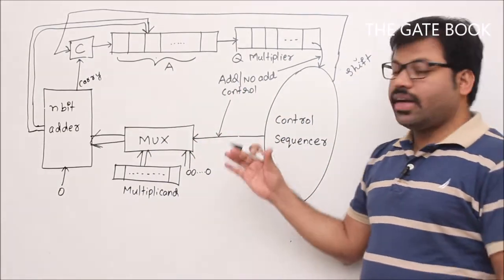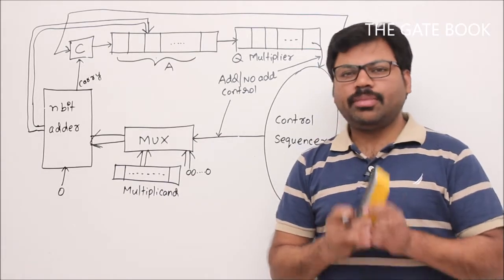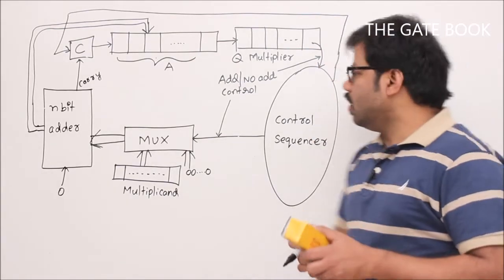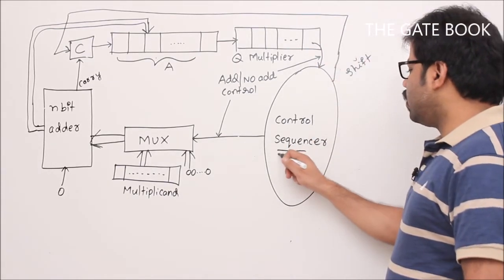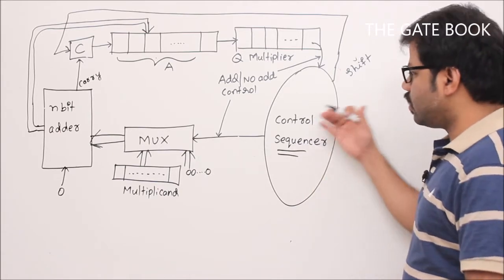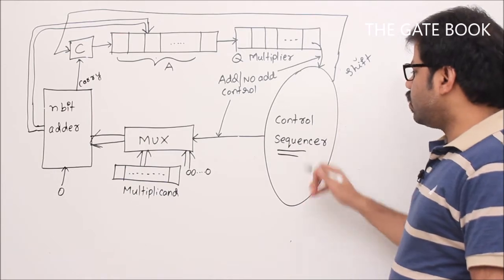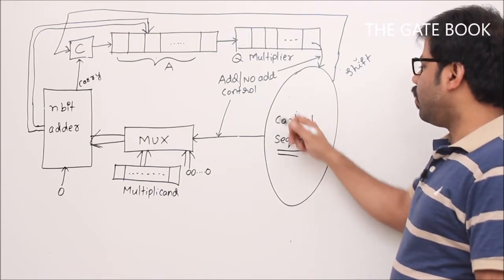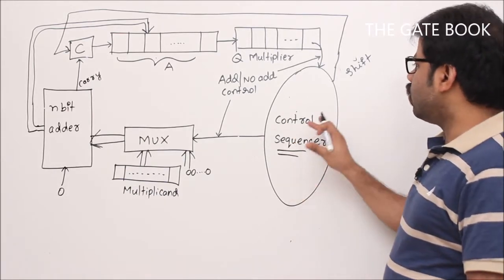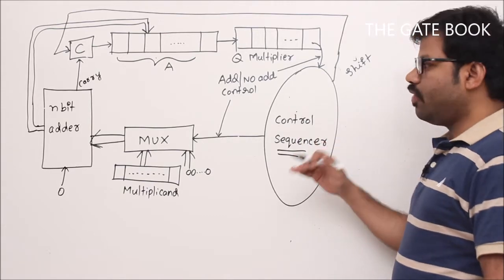Since we have already gone through the procedure, it will be very easy for you to understand this. There will be a control sequencer which is going to control all the sequences, like when to do addition, when to do shifting, everything. So this is the important part. This control sequencer is going to decide when to add and when to shift.